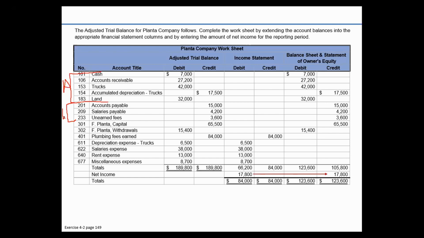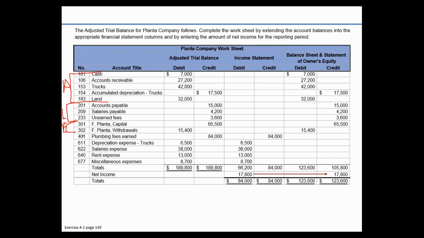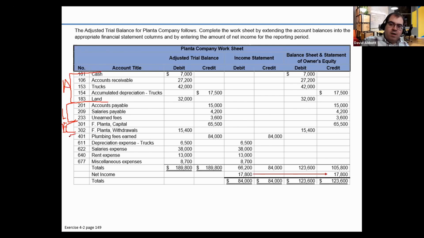Those go in your balance sheet. That's correct. And then we see here that Planeta capital and withdrawals, that's part of equity, and equity also goes on the balance sheet. Okay. And then we know here that this other here is the revenue, the plumbing fees earned. So that's the revenue.